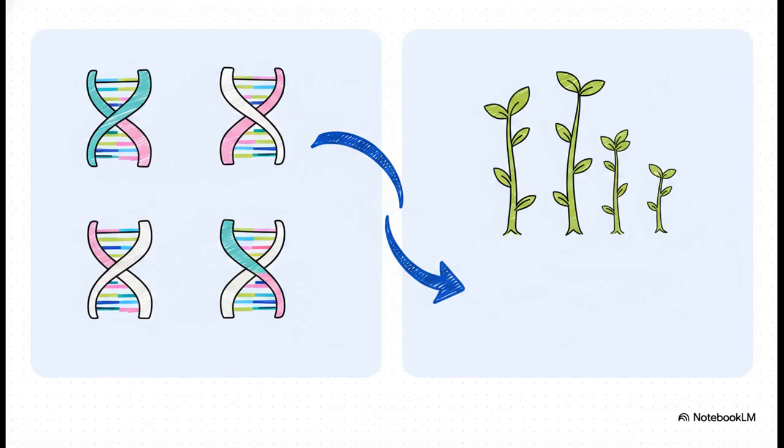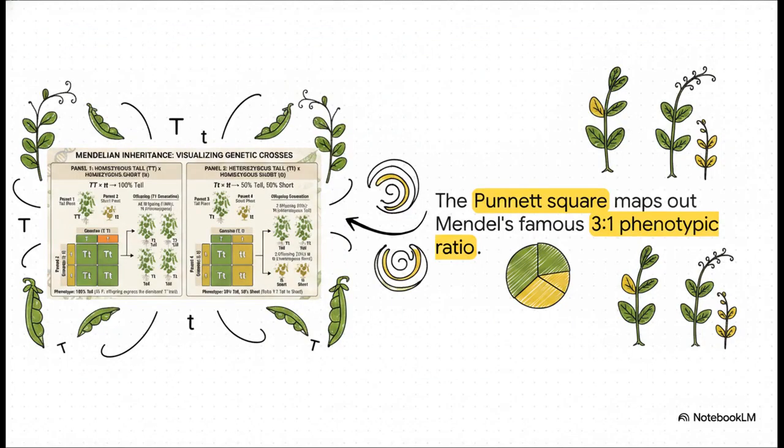And this brilliantly illustrates how the Punnett square is just the perfect method for organizing those exact probability calculations. By placing the possible gametes from one parent along the top and the other along the side, we perfectly map out Mendel's famous 3-to-1 phenotypic ratio in heterozygous pea plants. It takes all that abstract math and shows us exactly why 3 of the offspring are tall and 1 is short.